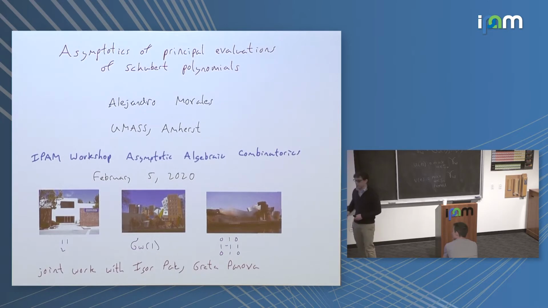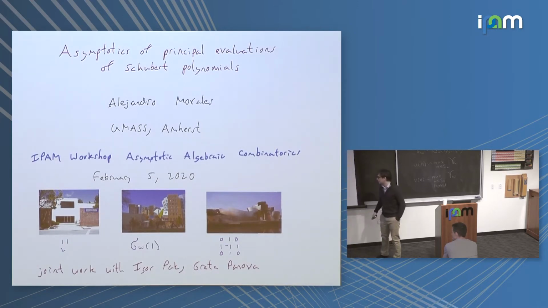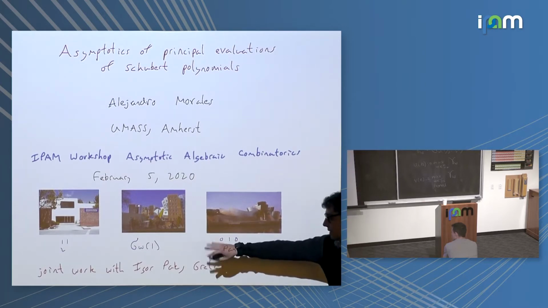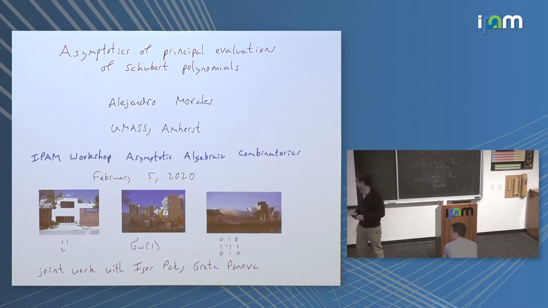This is joint work with Igor and Greta Panova. Here I just have this picture of IPAM and these two other buildings, this data center and the Guggenheim, and they're related because actually the same architect did all of them. But then let's talk about Schubert polynomials, and we'll see how they're related to plane partitions and to ASMs to get some bounds.